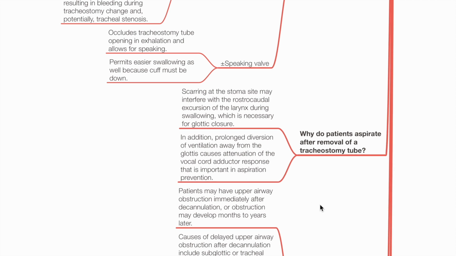Why do patients aspirate after removal of a tracheostomy tube? Scarring of the stoma site may interfere with the rostrocaudal excursion of the larynx during swallowing, which is necessary for glottic closure. In addition, prolonged diversion of ventilation away from the glottis causes attenuation of the vocal cord adductor response, which is important in aspiration prevention.